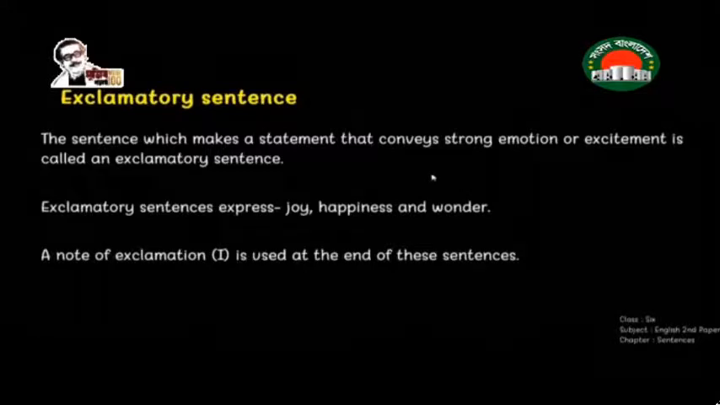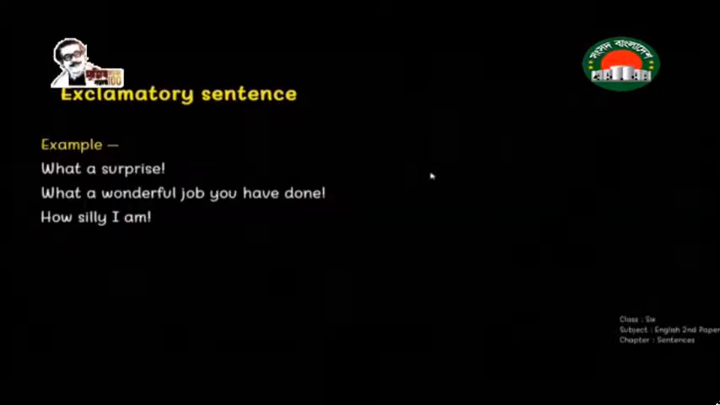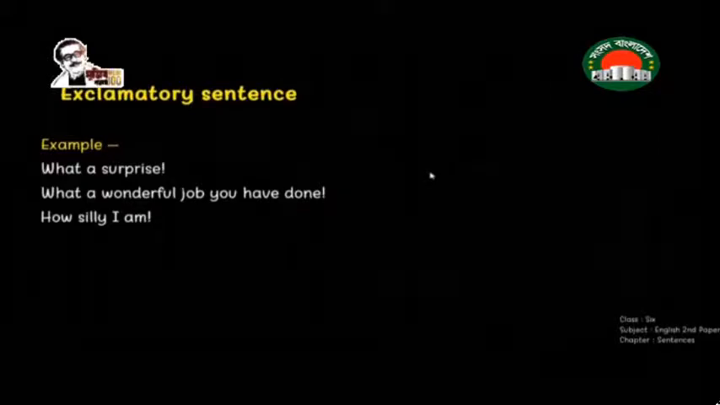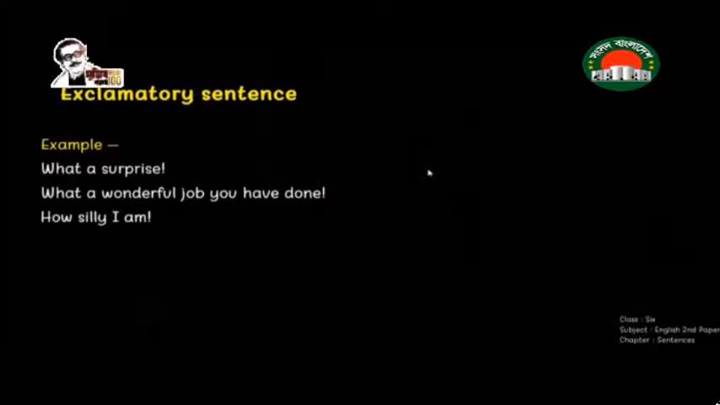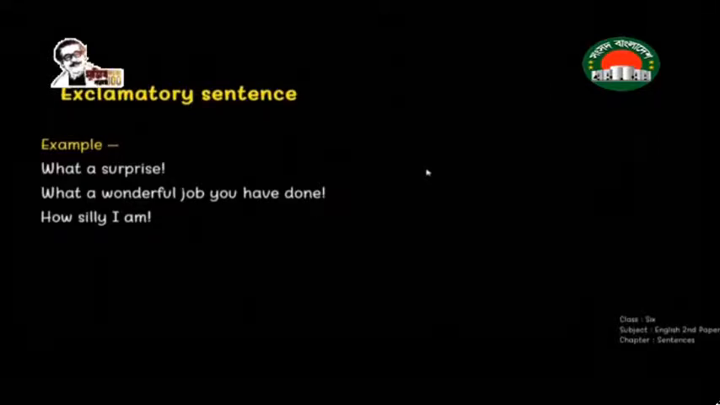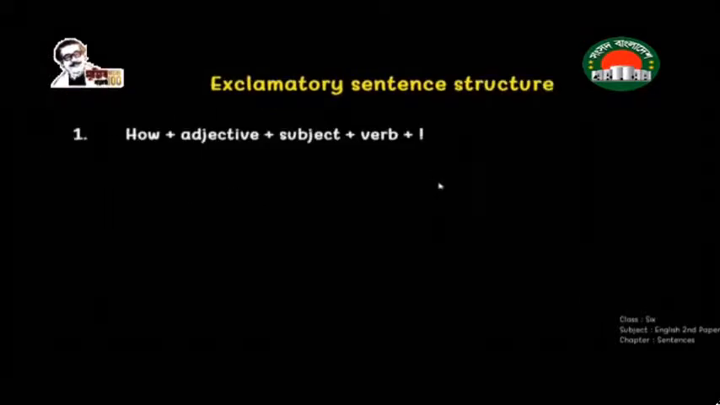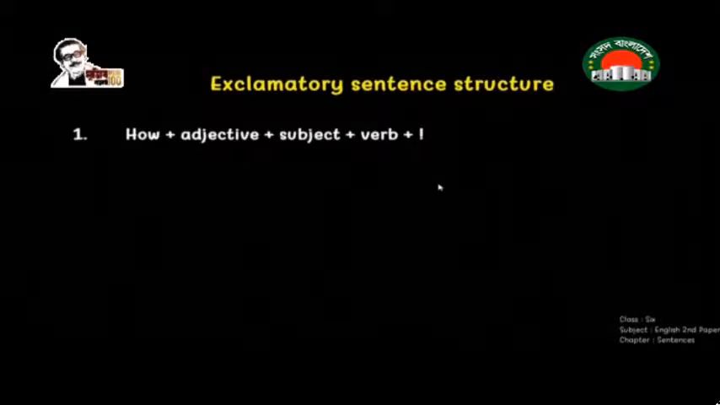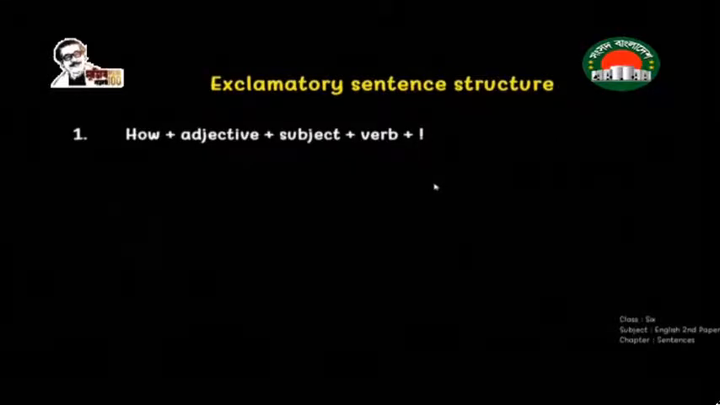For example, what a surprise! What a wonderful job you have done! How silly I am! So now think about the structures. Exactly. Structures of exclamatory sentences. Number one, we can start with how, then adjective, then subject, then verb, and then exclamation mark.